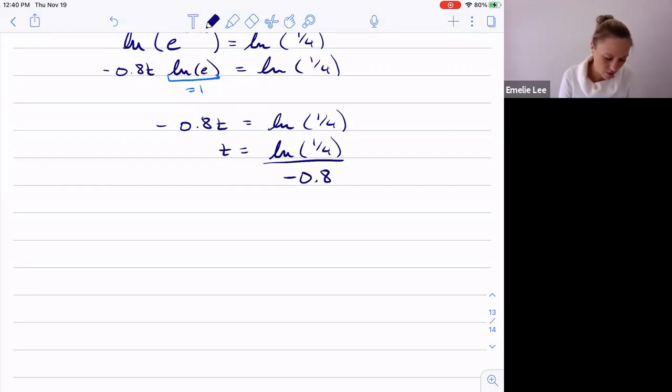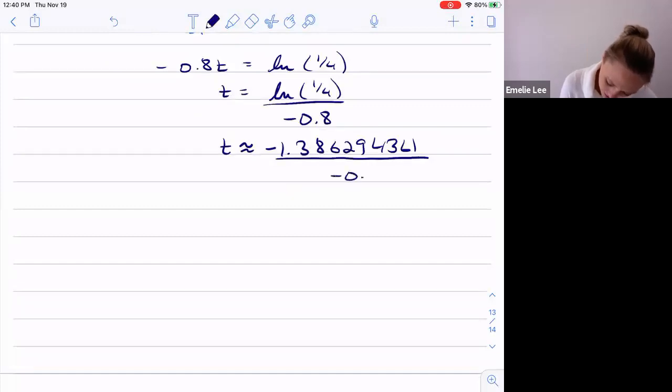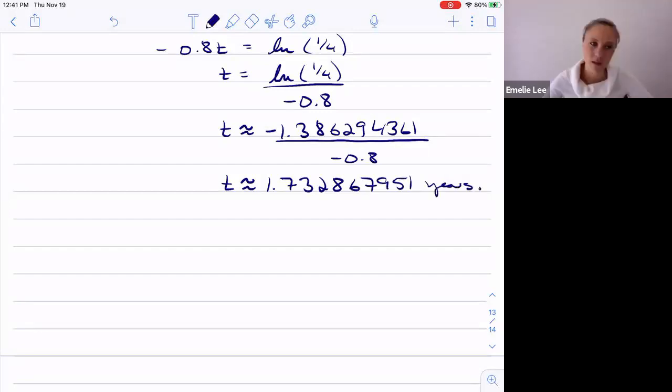The natural log of 1 divided by 4, hopefully it is a negative number, right? And so T is roughly negative 1.38629436 divided by negative 0.8. Why did I say hopefully a negative? Well, because time has to be positive, right? And so divided by negative 0.8, T is roughly 1.73287951 years. Oh, all done. I'm going to leave it at that.